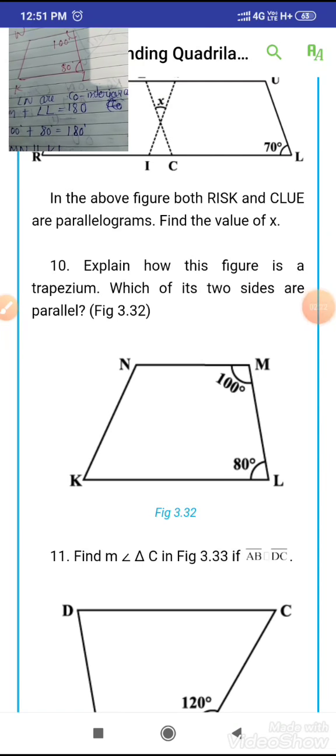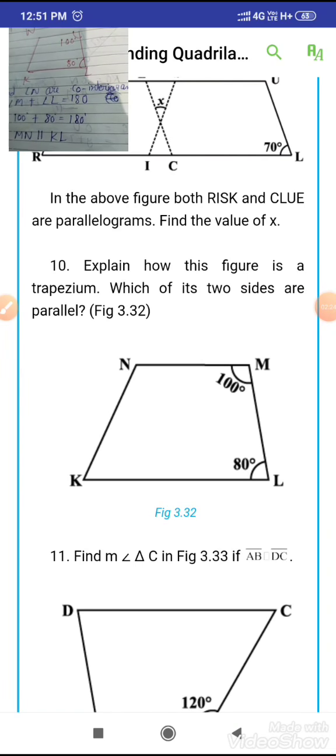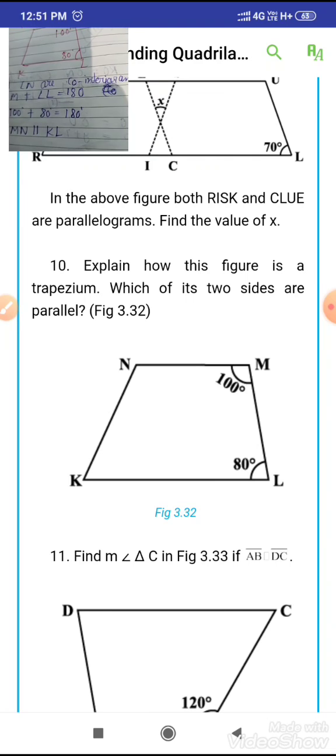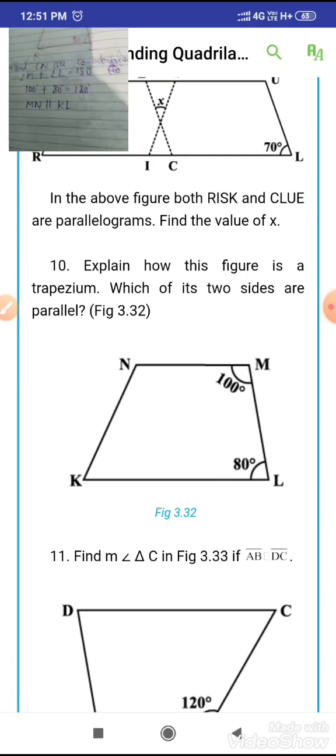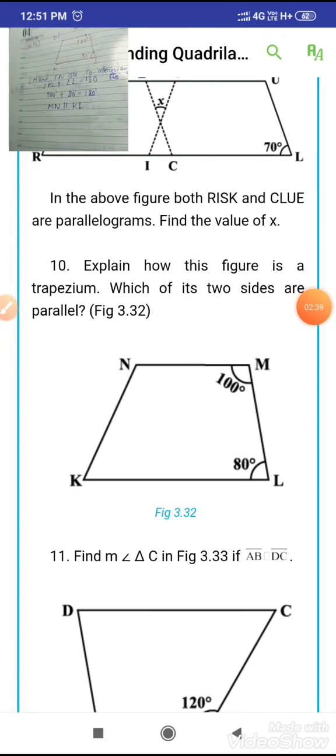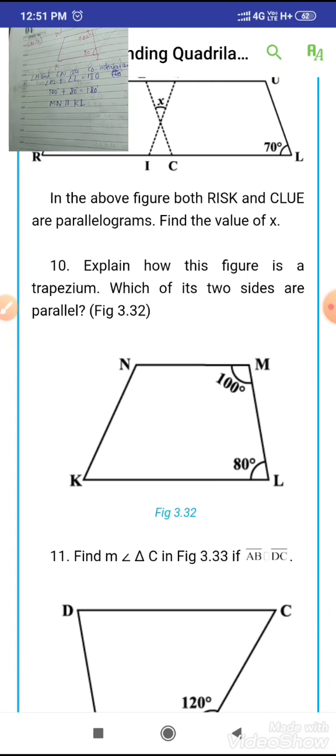Next question is question number 10, and question number 10 is: explain how this figure KLMN is a trapezium and which of its two sides are parallel. For this we have to show its two sides are parallel, as we all know that a trapezium is a kind of quadrilateral in which one pair of opposite sides are parallel.